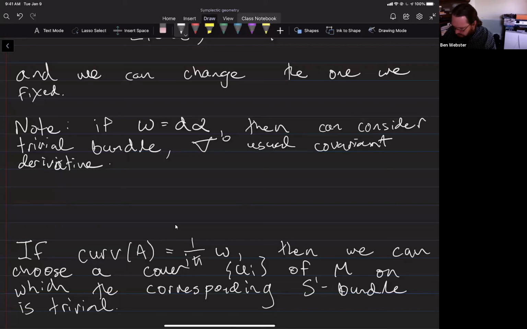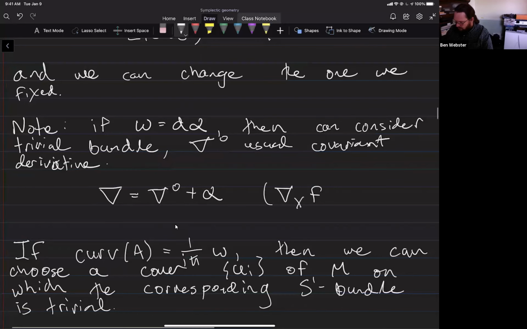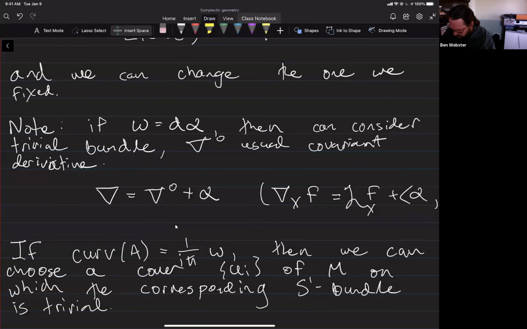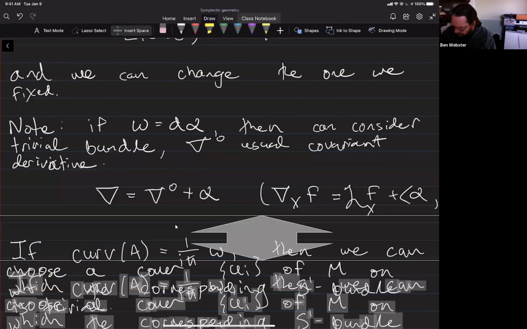So if I choose my covariant derivative to be this guy plus alpha, so that means when I take the covariant derivative of a function f with respect to the vector field X, then that's the usual Lie derivative of f with respect to X plus the pairing of this one-form alpha with X. All right, so I'm changing what it means to differentiate a function. Oh, and I probably should have put my factor of i h-bar in there.